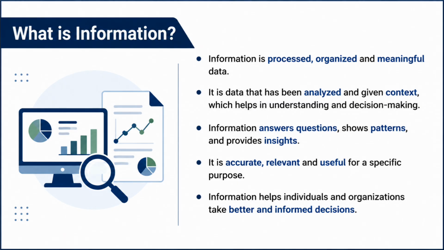What is information? Information is simply processed, organized, and meaningful data. When raw data is analyzed and given the right context, it becomes information. Unlike raw data, information answers important questions, helps us identify patterns, and provides useful insights. That's why information is not just meaningful, but also accurate, relevant, and useful for a specific purpose. Whether it's a business, a hospital, or even our daily life, information helps us make better and more informed decisions. In simple words, data is the input and information is the meaningful output.